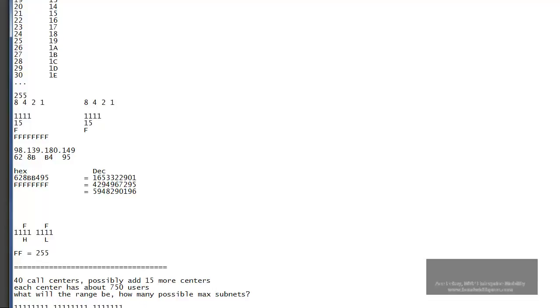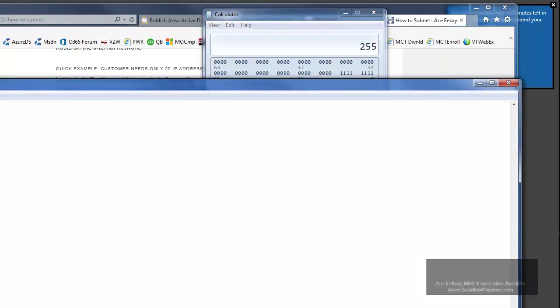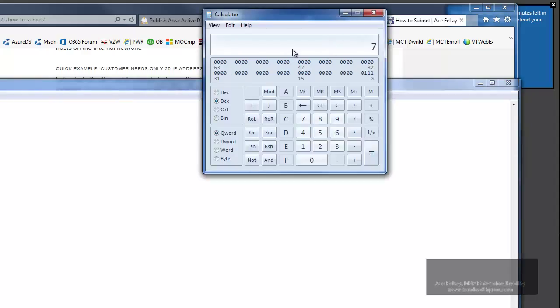Let's just write down. Okay, you look at this here. What's the maximum number of IPs that can fit in here? Well, we already established that 1, 2, 3, 4, 5, 6, 7, 8 is 255. Will that handle the 750 users? No way. So how do we handle the 750 users? Let's look at that first. I'm going to go back up here and type in 750.